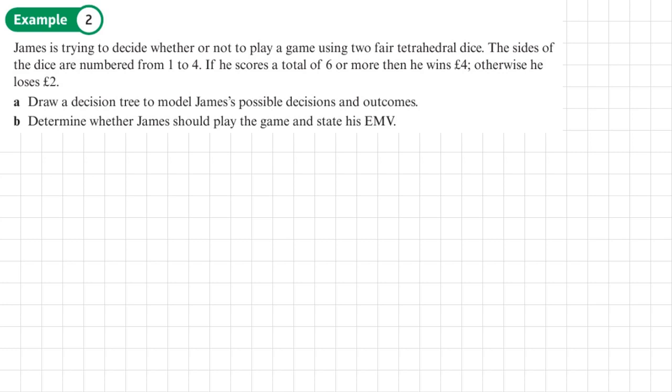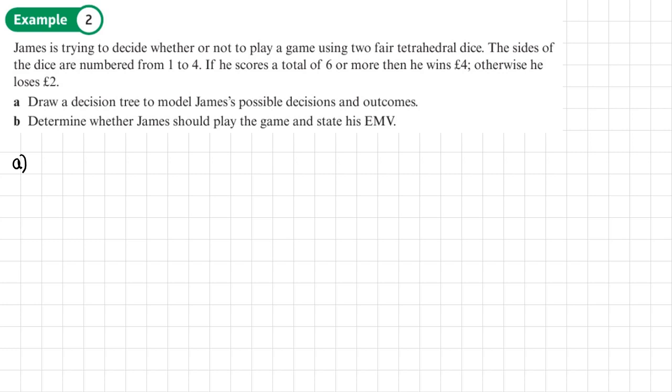Example 2. James is trying to decide whether or not to play a game using 2 fair tetrahedral dice. The sides of the dice are numbered 1 to 4. If he scores a total of 6 or more, then he wins £4. Otherwise, he loses £2. Part A, draw a decision tree to model James's possible decisions and outcomes.